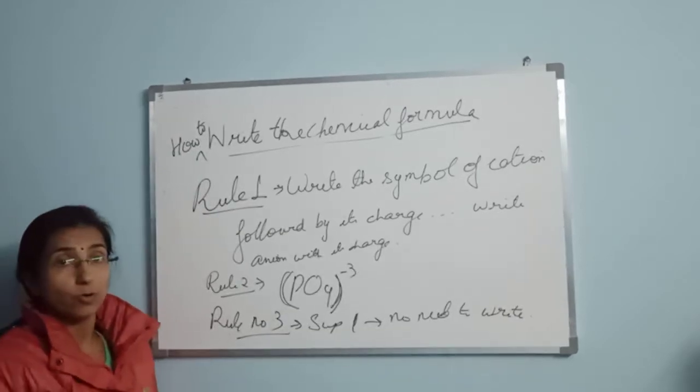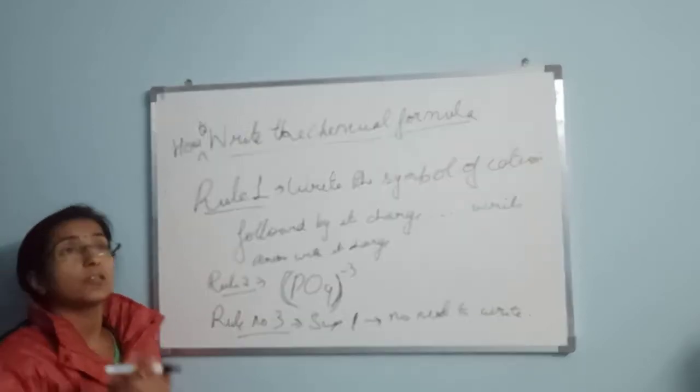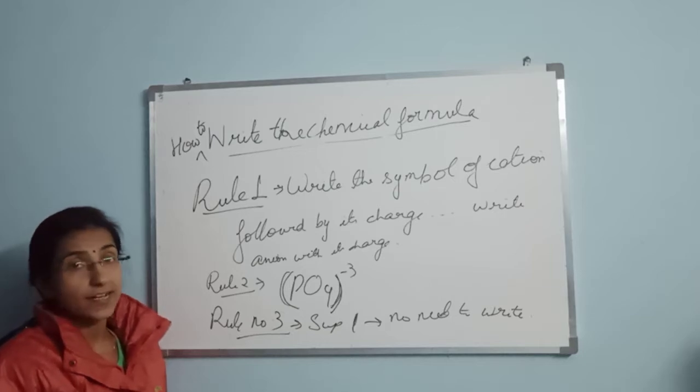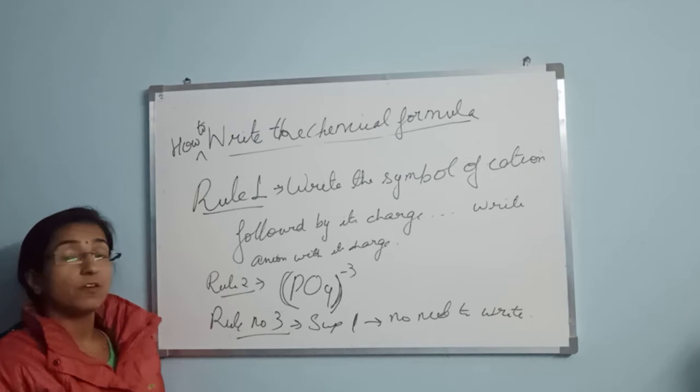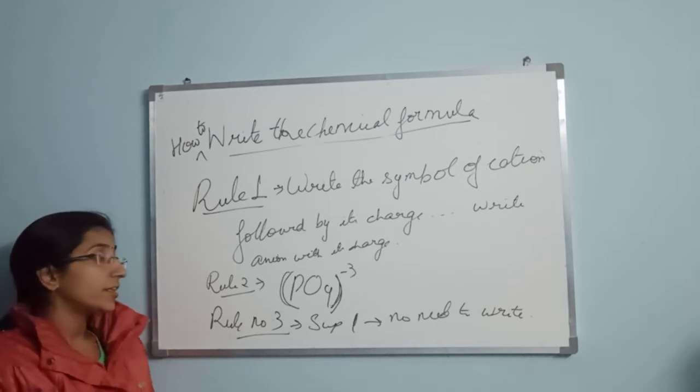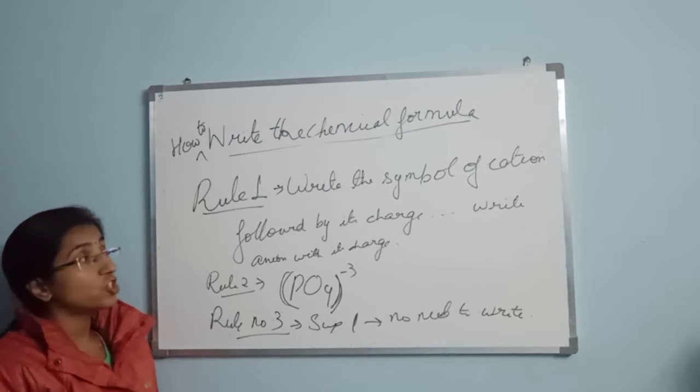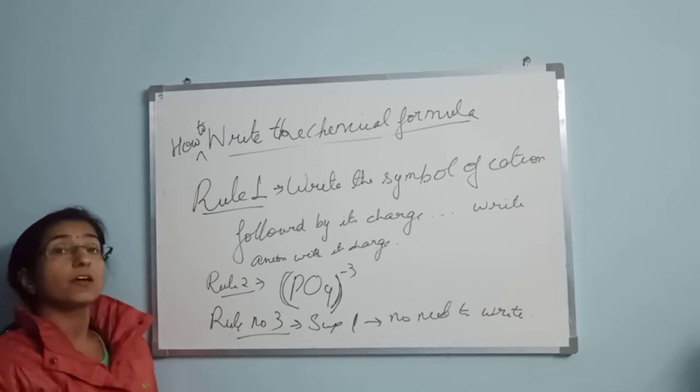This can also be explained in the form of a small trick. Species which normally lose electrons, the electropositive ones, normally have a positive charge. So the positively charged species will be written first, and then they are followed by the negatively charged species. Then rule number 4: whatever the charge of the cation and anion, they will crisscross.